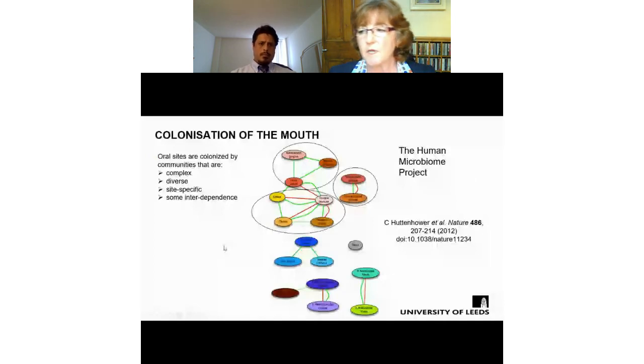So we know that oral sites are colonized by complex communities, and that complexity and the diversity depends on what site we're talking about, and the populations are site-specific. The Human Microbiome Project included sampling of 9 oral sites, so there's a lot of data about the relationship between the populations at each of these sites and how related they are to each other, or how different they are to each other. So they are site-specific, but there is some interdependence.